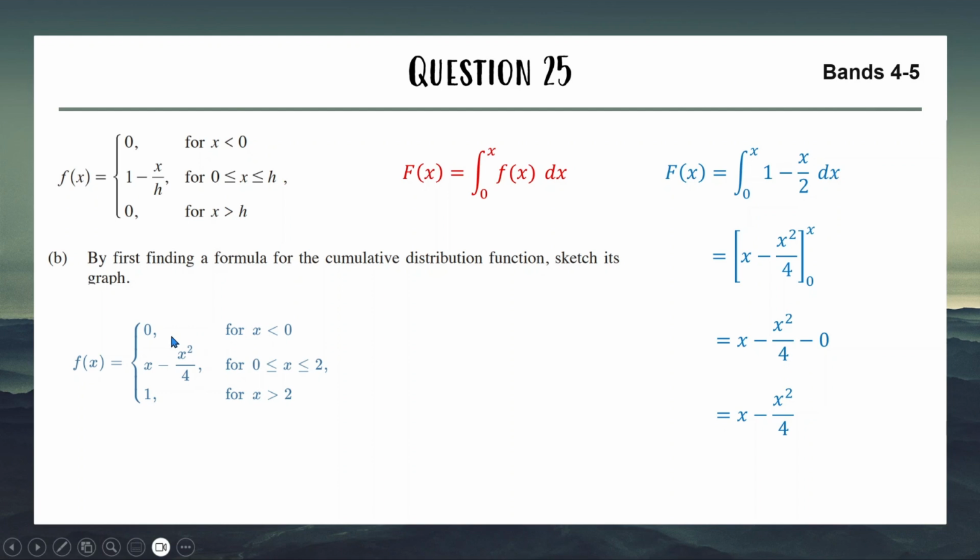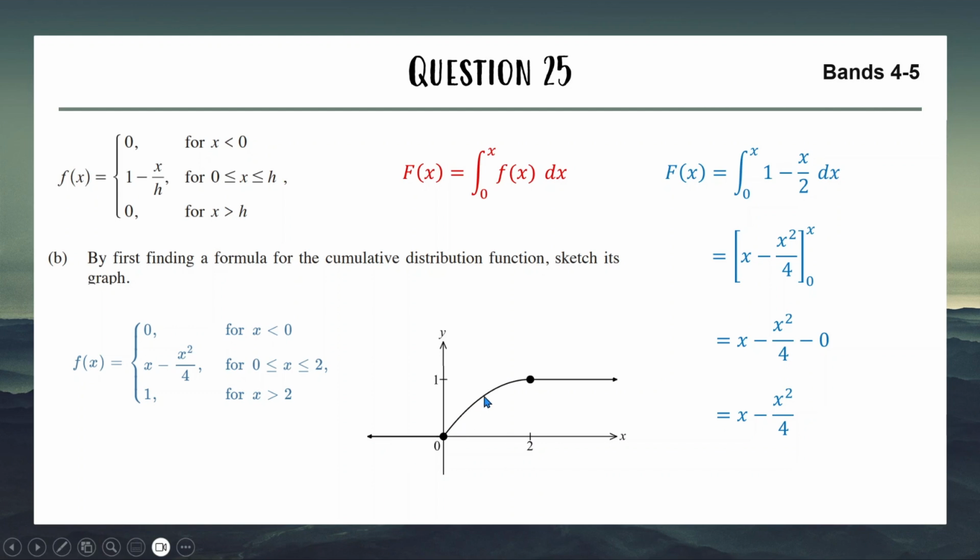Okay, so what does this look like? It's a parabola. We know that. We also know that it's concave down because it's a negative x squared. So putting that together, we're going to have nothing. And then we're going to have a concave down parabola between 0 and 2. And then from 2 onwards, we'll just have the line y equals 1. So here's what that looks like. We have nothing on the left of x equals 0.